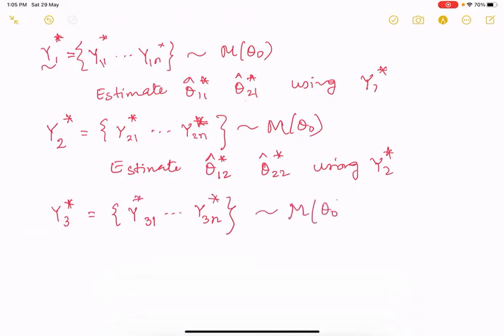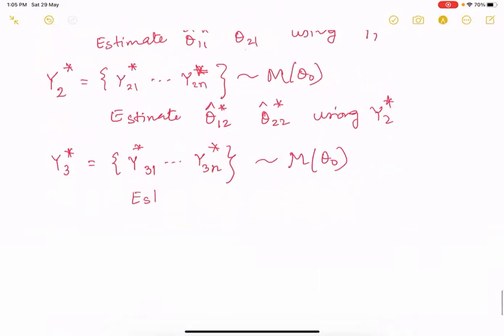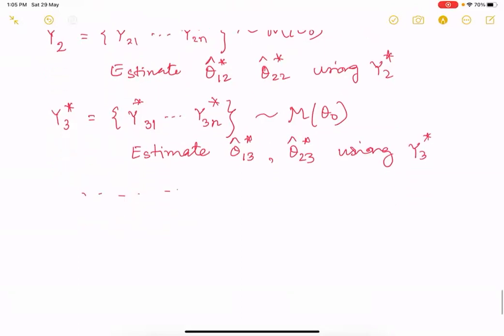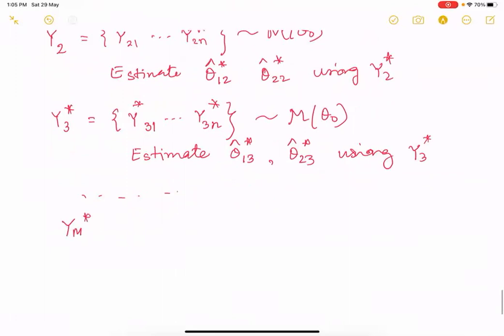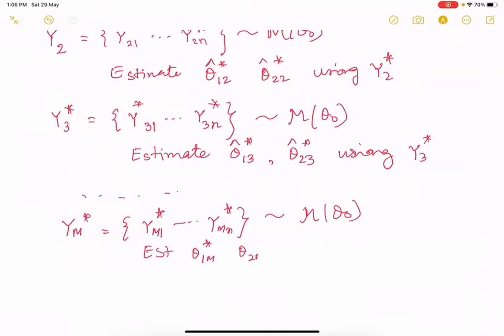This is coming from the model theta naught. And then again estimate theta 1 3 hat star and theta 2 3 hat star using y3 star, and you continue in this way so many times, up to capital M samples y m star from the same model theta naught, and then estimate theta 1 m star, theta 2 m star using y m star.